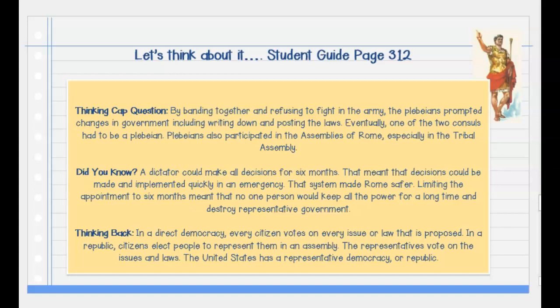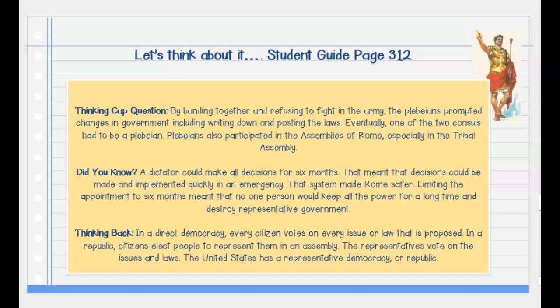A dictator could make all decisions for 6 months. That meant the decisions could be made and implemented quickly in an emergency. That system made Rome safer. Limiting the appointment to 6 months meant that no one person would keep all the power for a long time and destroy representative government. And then thinking back, in a direct democracy, every citizen votes on every issue or law that is proposed.